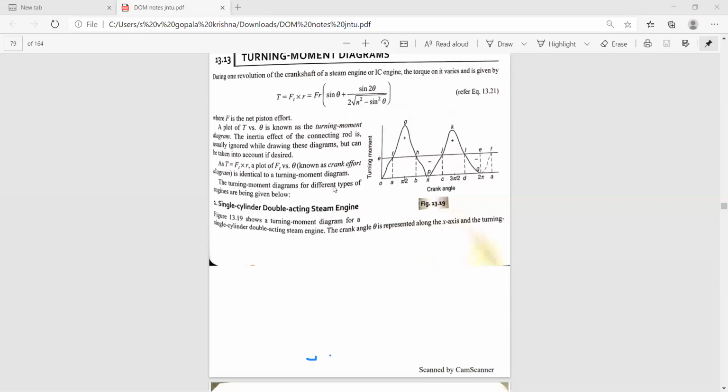So all of you observe the diagram. Our x-axis will represent the crank angle and the y-axis will represent the turning moment.